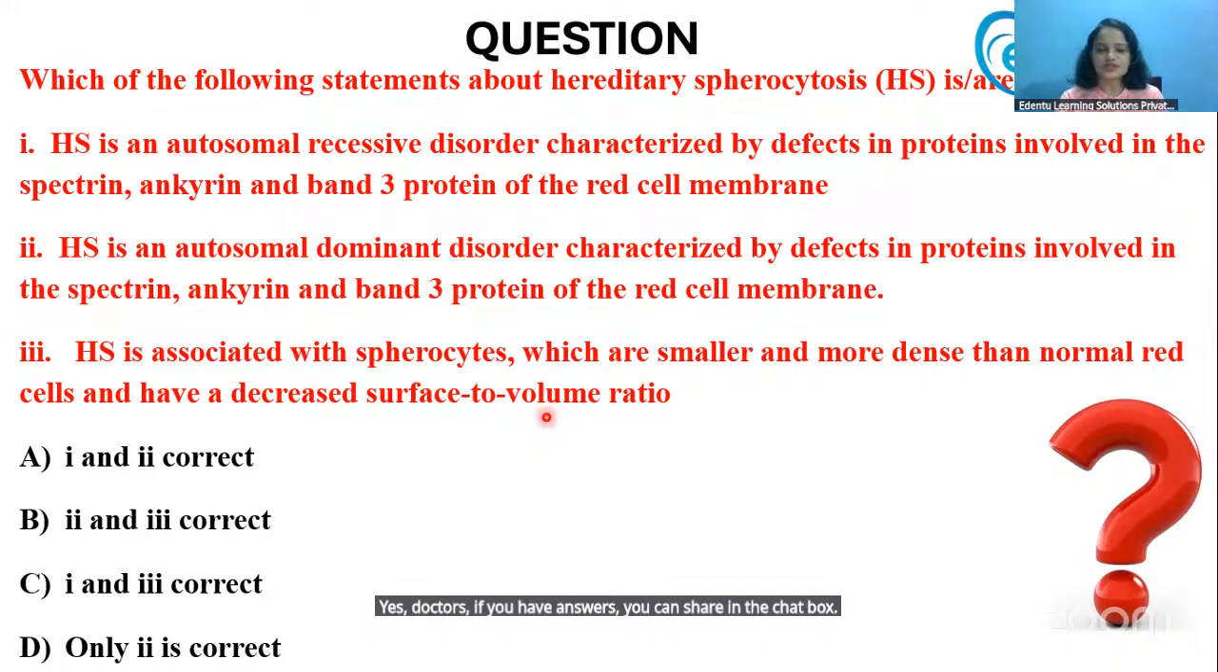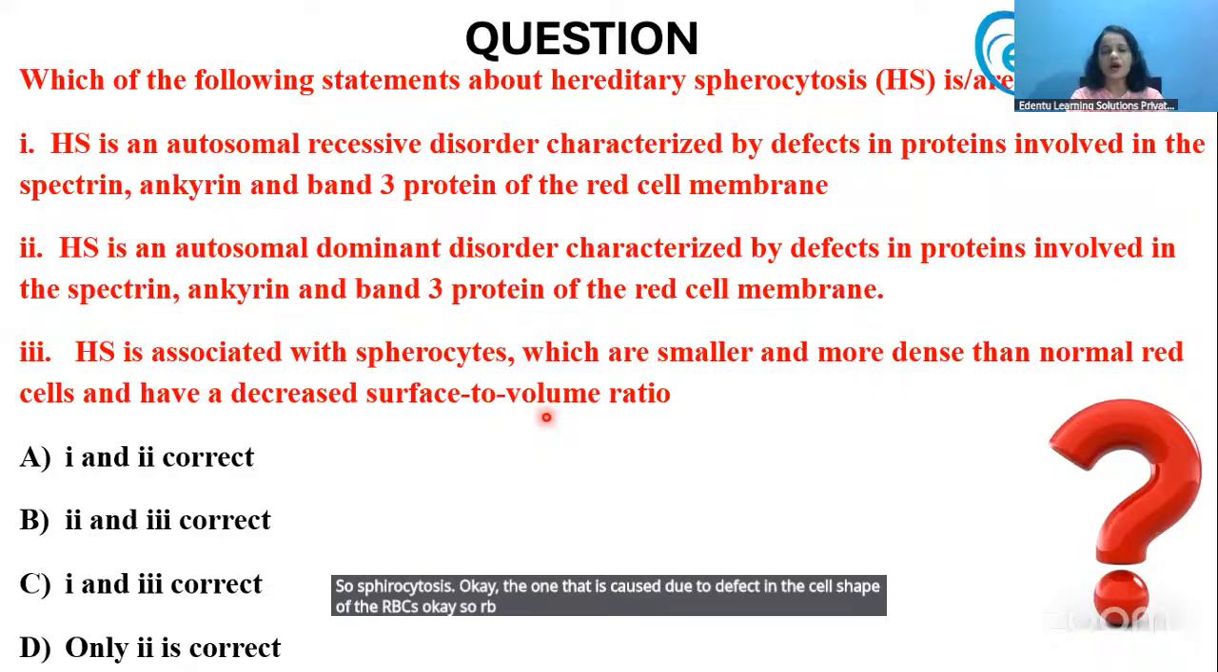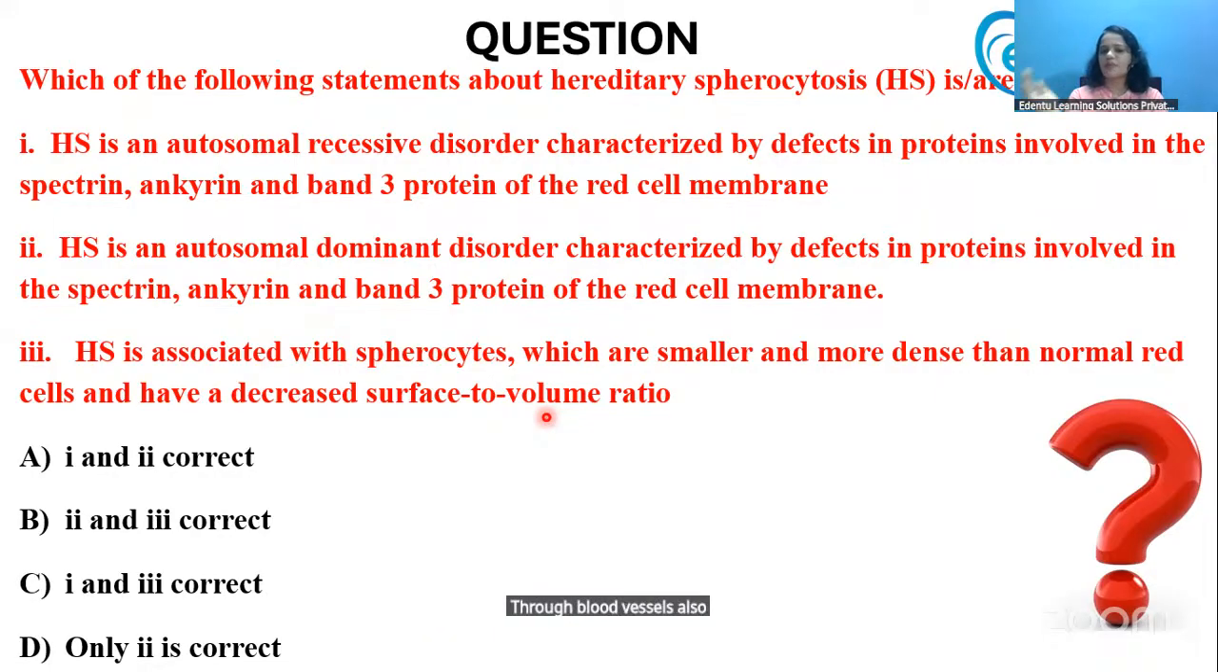So, spherocytosis. It is caused due to a defect in the cell shape of the RBCs. RBCs usually have a biconcave shape. This biconcave shape allows more inclusion of hemoglobin, and it allows easy passage of these RBCs through blood vessels also. That's why this biconcave shape is usually given to the RBCs.